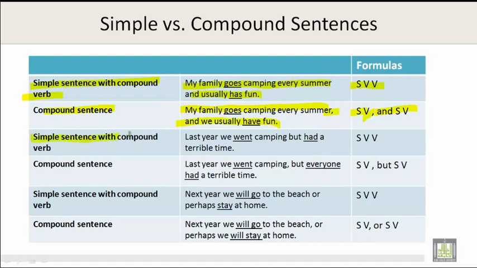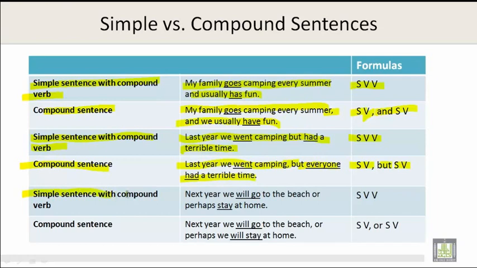Now we have a simple sentence with a compound verb. The formula is subject, verb, verb. Last year we went camping but had a terrible time. And now for the compound sentence, the formula is subject, verb, comma, but, and a subject, verb. Let's take a look. Last year we went camping, comma, but everyone had a terrible time.